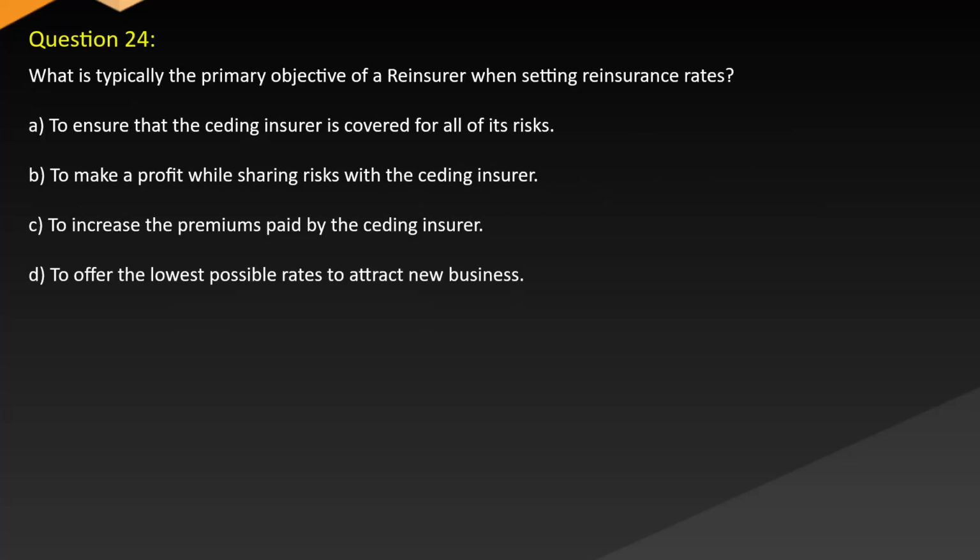Question 24. What is typically the primary objective of a reinsurer when setting reinsurance rates? A. To ensure that the ceding insurer is covered for all of its risks. B. To make a profit while sharing risks with the ceding insurer. C. To increase the premiums paid by the ceding insurer. D. To offer the lowest possible rates to attract new business.